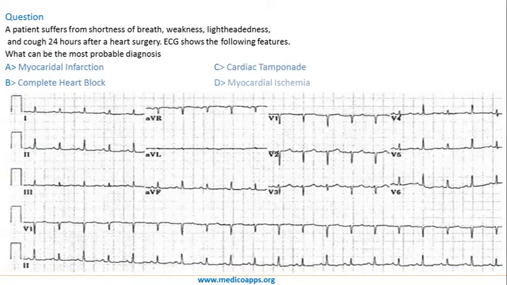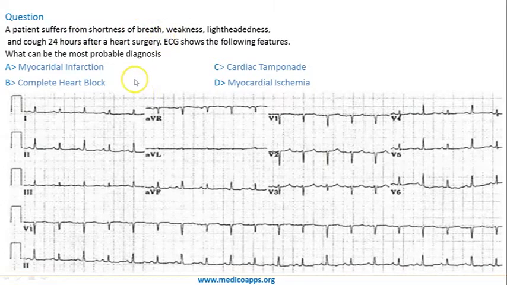A patient suffers from shortness of breath, weakness, lightheadedness, and cough 24 hours after a heart surgery. ECG shows the following feature. What can be the most probable diagnosis? So there is a history that there was a cardiac surgery, and 24 hours after the cardiac surgery, the person is having these symptoms.